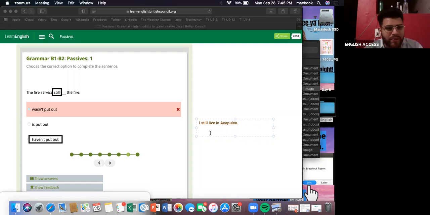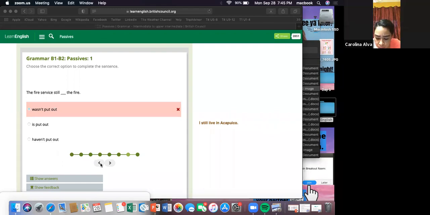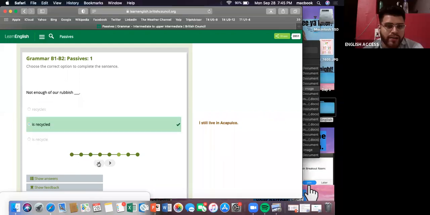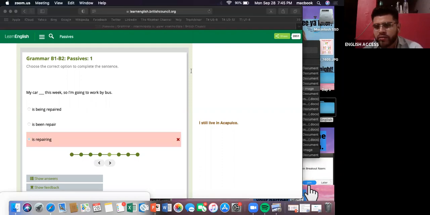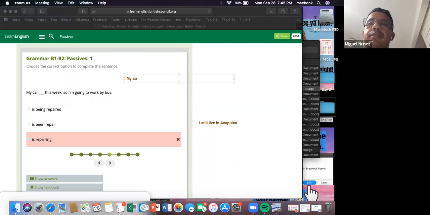Yeah, I don't know. Maybe this was a mistake with the app. But yes, it was supposed to be haven't or hasn't in this case. And right here, "my car is repairing." What is your car repairing? Can your car even repair things? I don't think so. We haven't gotten to that point in life yet. But it's being repaired.